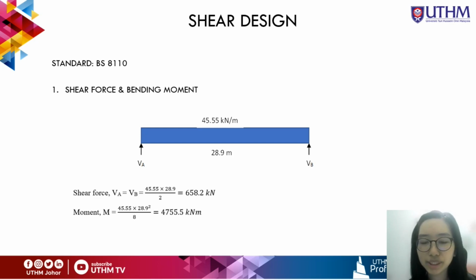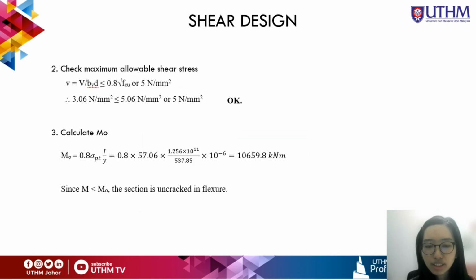Now I'm going to present the shear design of the pre-stressed box girder. The standard we use is British Standard 8110. The first step is to determine the shear force and the bending moment. Next, the maximum allowable shear stress is checked, which is 3.06 Newton per millimeter square, and it is passed.